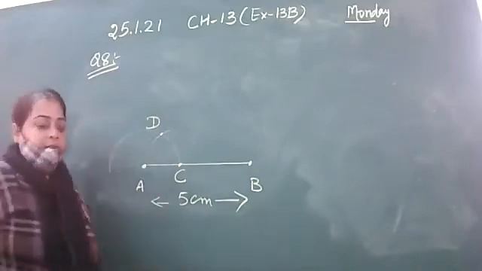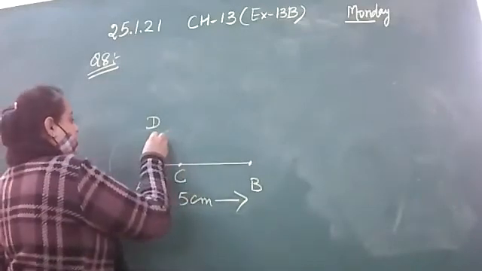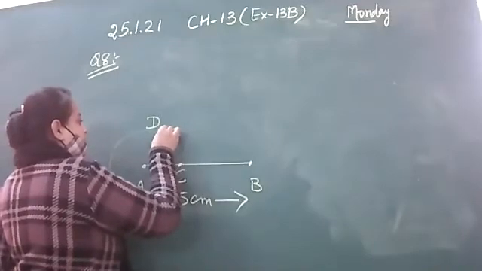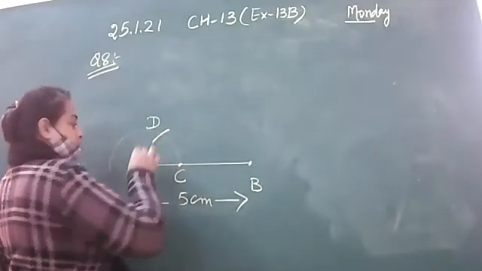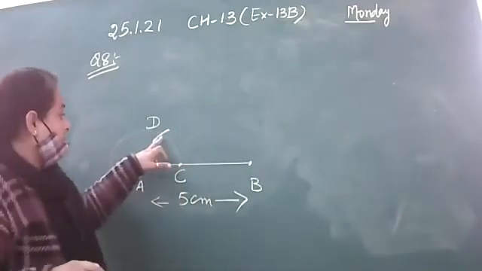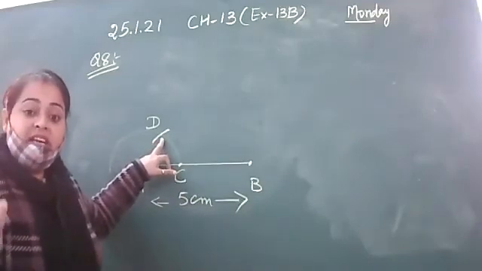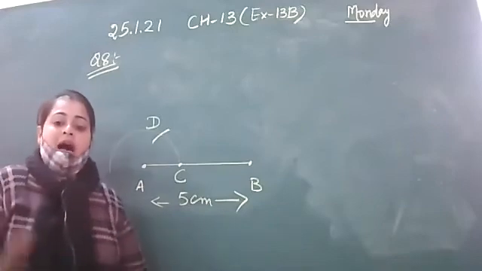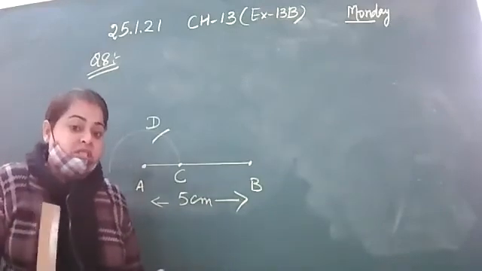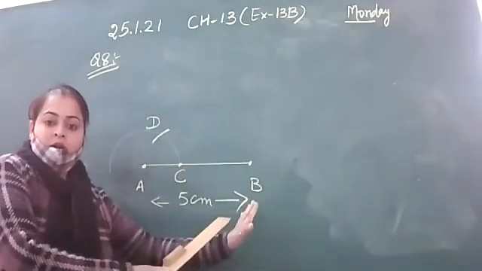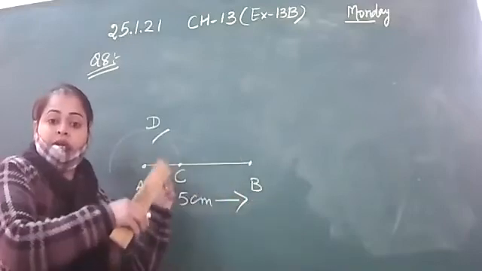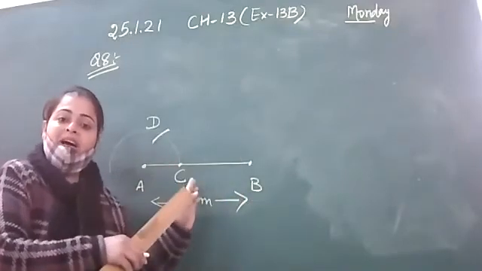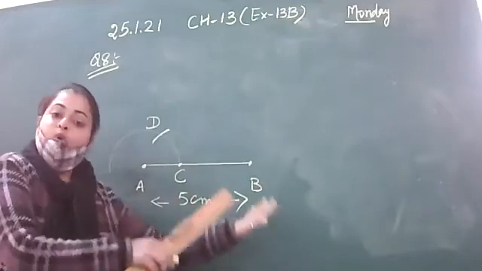Now tell me, this D arc will represent which angle? Tell me. This D will represent which angle? Very good, 60 degree. Our requirement is of 60 degree. So stop here. You will not move further. Our requirement is 60, so stop here.